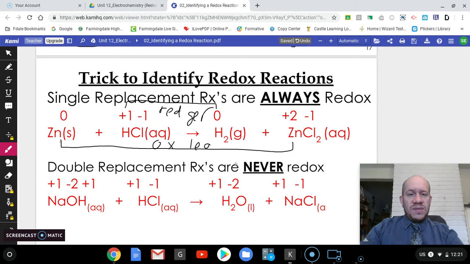Double replacements are never redox. I won't go through the whole process, but you see there's no change. We have a +1 and a +1, a -2 and a -2, +1 and a +1, and a +1. They're all the same.